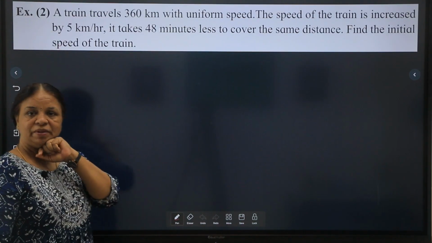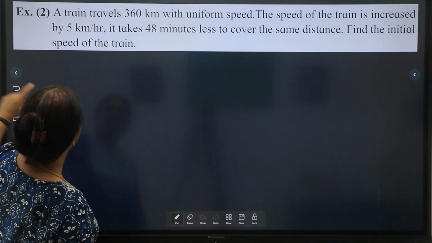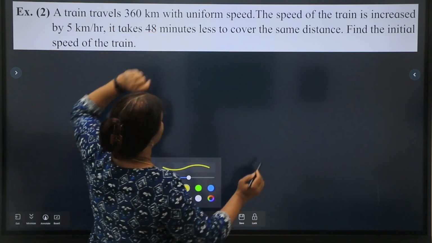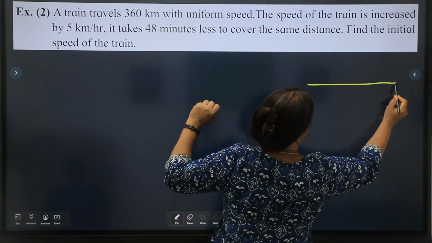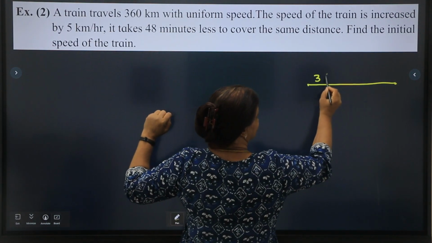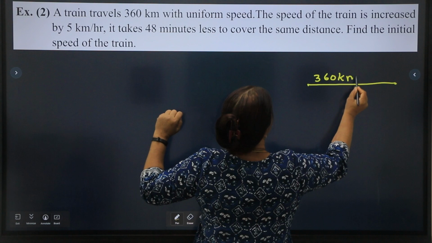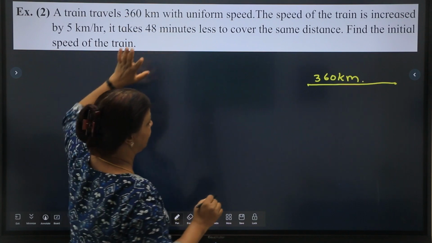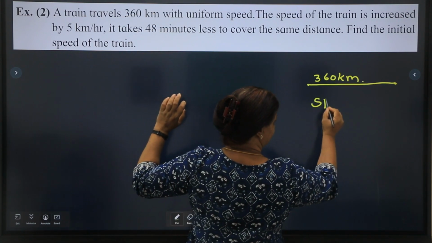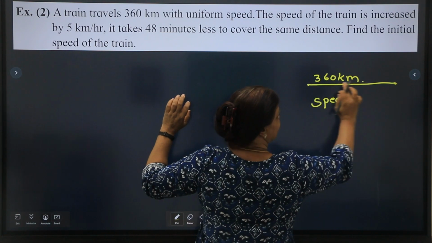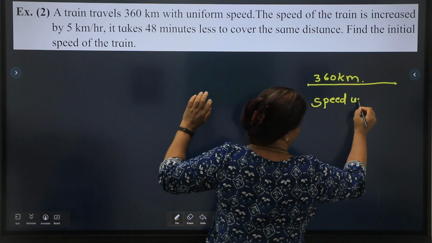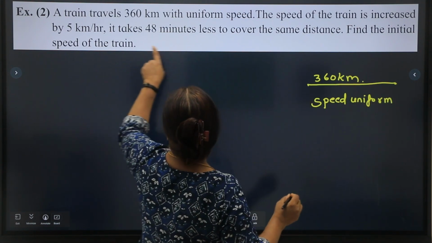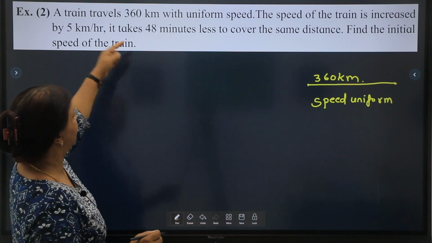We have the second example children, and in the second example it is given that a train is there which is travelling 360 km. Total distance it covers is 360 km. The speed of the train is increased by 5 km per hour with uniform speed. Means the speed is uniform. It is travelling 360 km with uniform speed. Okay. Speed is uniform and we have to find the initial speed of the train.